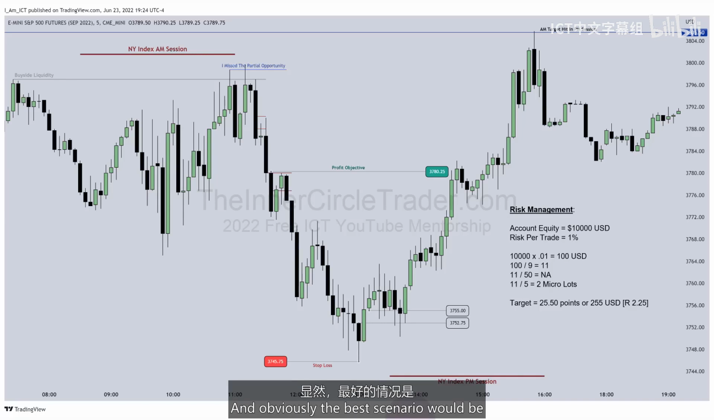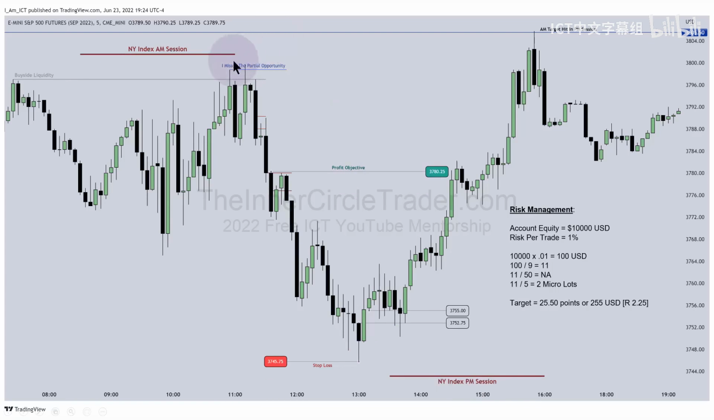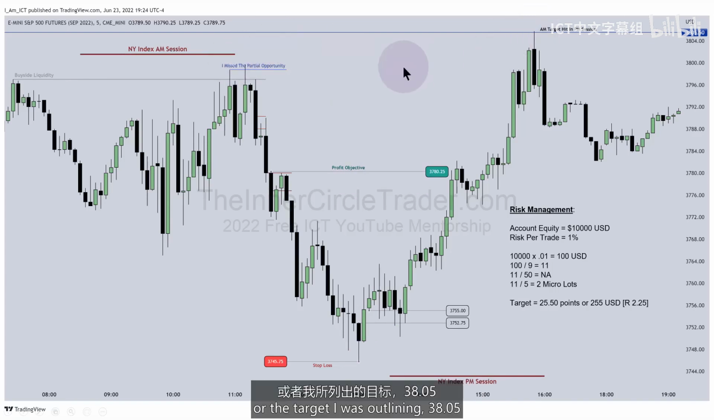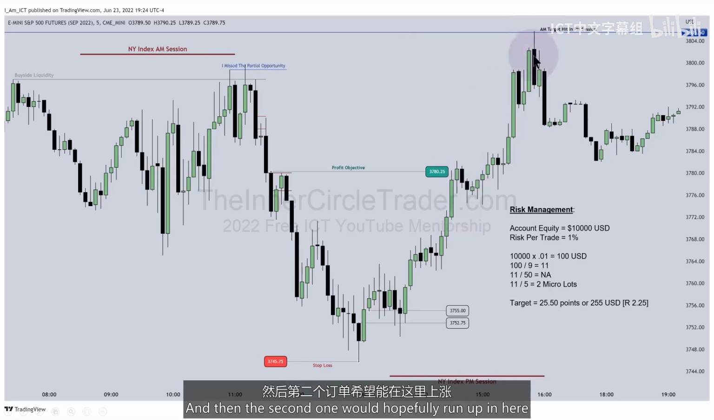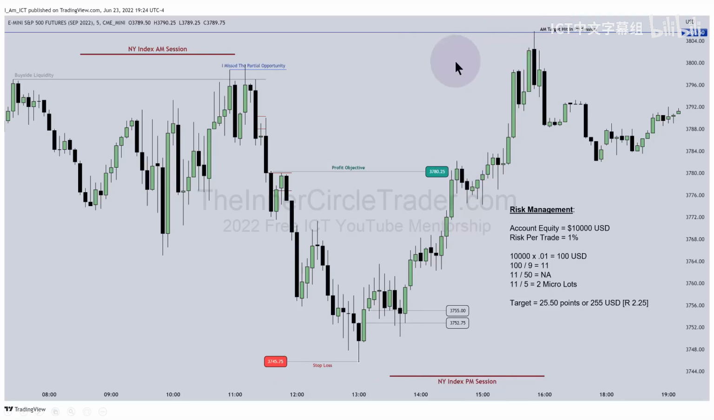Okay. And obviously the best scenario would be, if you're going to be eventually getting to the point where you can risk 2%, you can do this framework for one limit order to be buying at 37.54 3/4, use the stop as explained here, and do a second order the same way, but don't use this as your profit objective. Use this short-term high here, or the target I was outlining, 38.05 and a half. And then you would be able to get a run from here to here on one that would close out. And then the second one would hopefully run up in here and get the daily range.